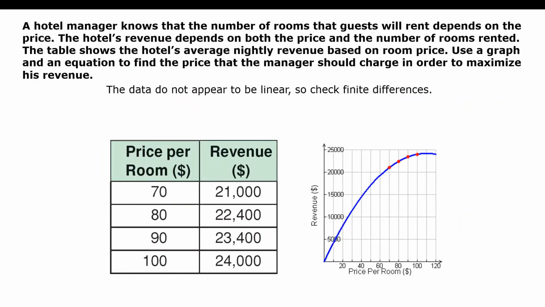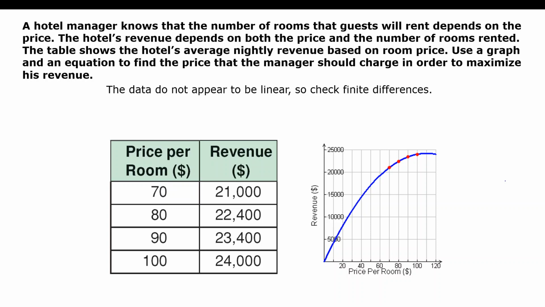Okay, here's an example. A hotel manager knows that the number of rooms that guests will rent depends on the price. The hotel's revenue depends on both the price and the number of rooms rented. The table shows the hotel's average nightly revenue based on room price. The question says to use a graph and an equation to find the price that the manager should charge in order to maximize his revenue.